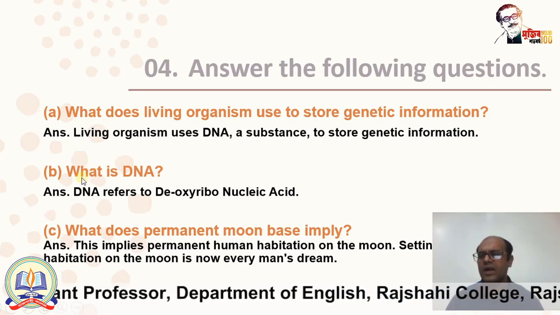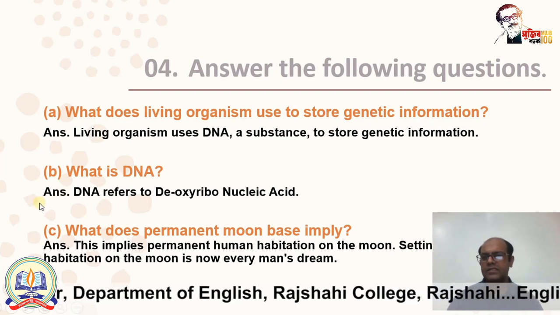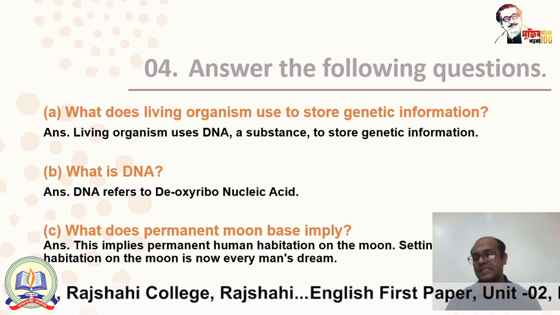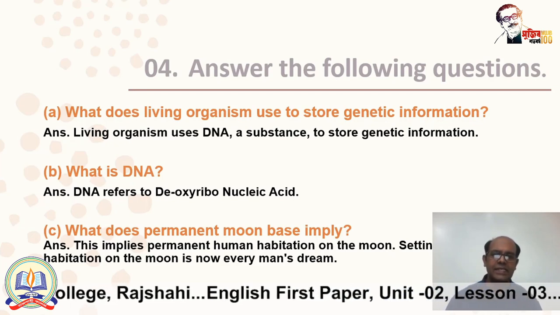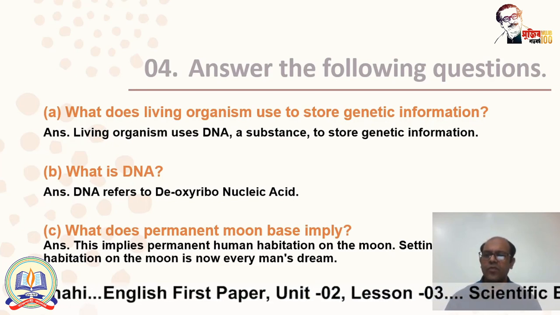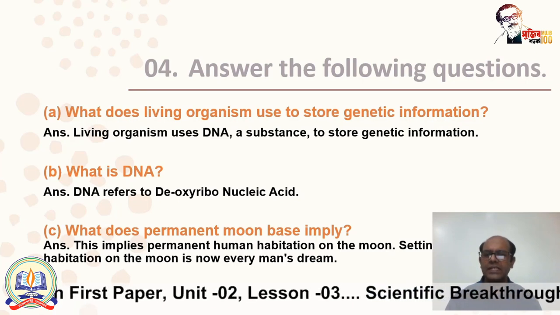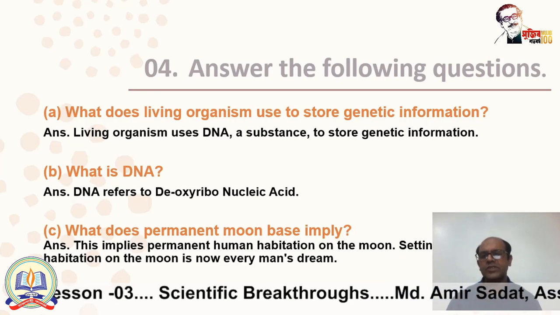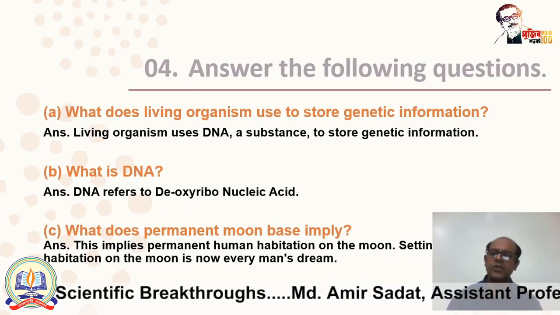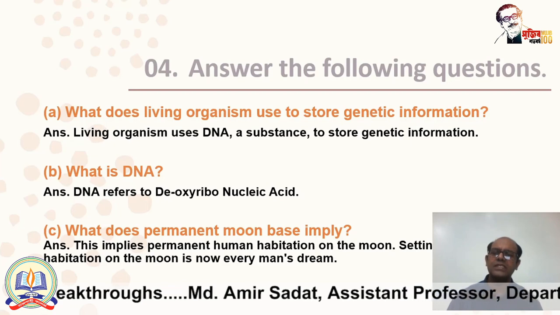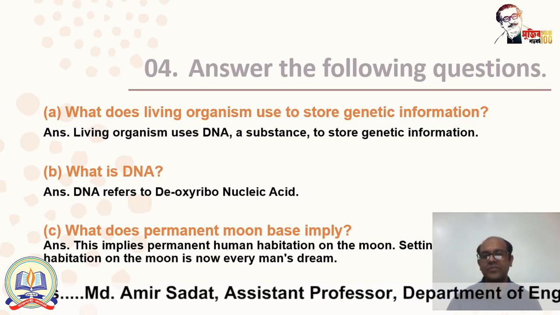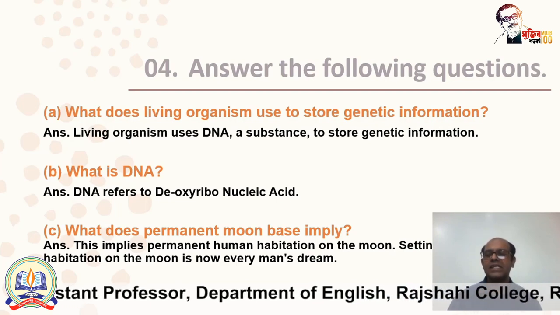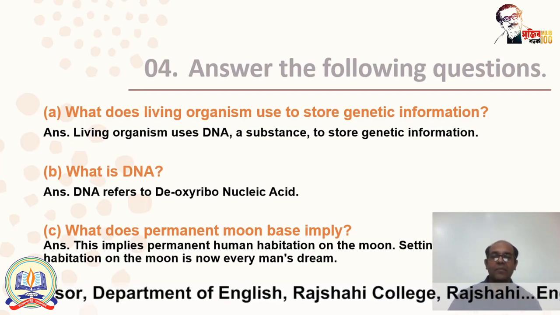Question B. What is DNA? Answer. DNA refers to deoxyribonucleic acid. Question C. What does permanent moon base imply? This implies permanent human habitation on the moon. Setting up human habitation on the moon is now every man's dream. I repeat, setting up human habitation on the moon is now every man's dream, and my dream also.